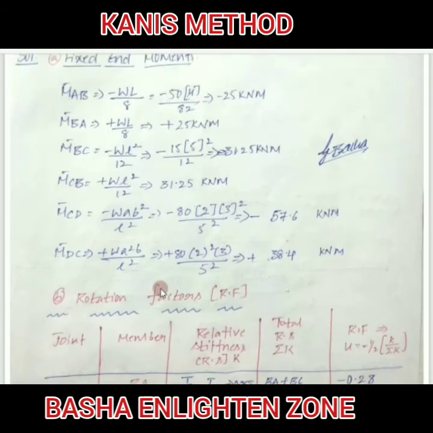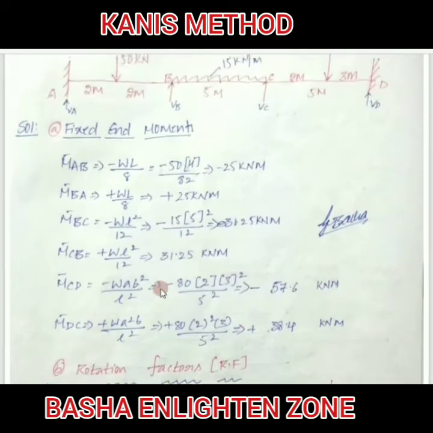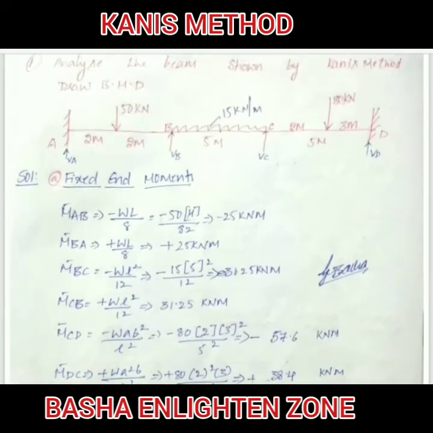Now I am going to analyze one problem. In this problem, we will clarify all the formulas, applications and note points. Analyze the beam shown by Kani's method and draw its bending moment diagram. This is a beam where A and D are fixed, and at the same time it consists of more than two supports. That is the reason the beam is continuous here. This is a continuous beam.